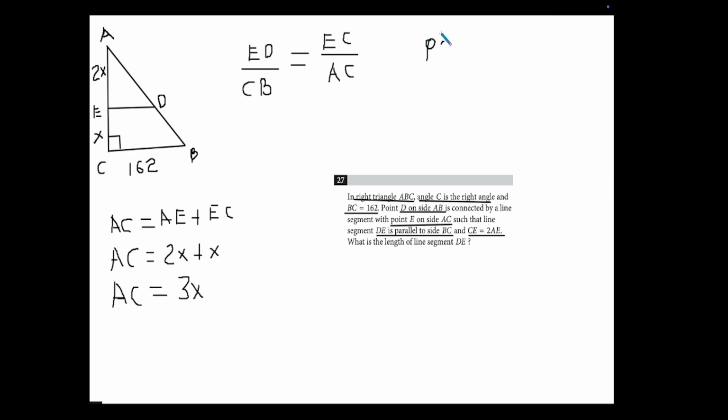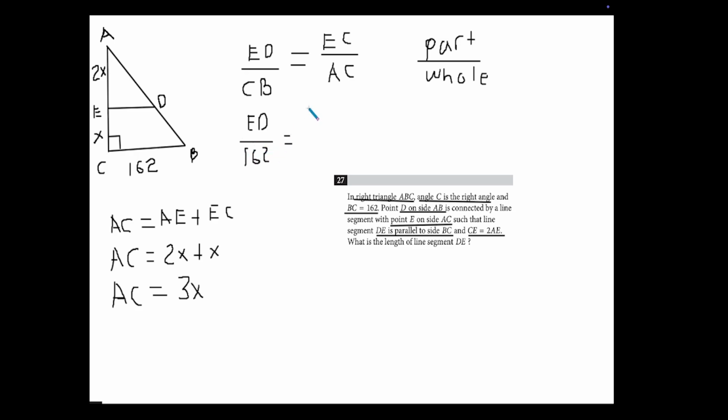So now we know EC is equal to X and AC is equal to 3X. So our proportion is in the format of part over whole, and this is why we have both at the top as a part of the whole shape of our triangle. So we're going to input our numbers. So we have ED, which is still missing, so we're going to have it as ED.